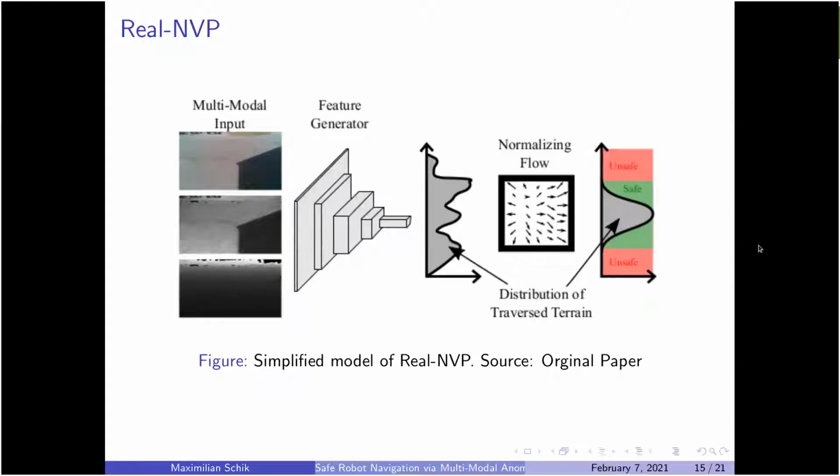And this is a simplified model of a real NVP. We again have our input, and we use the feature encoder to encode it into the latent space. And inside this latent space, we have the normalizing flow, which learns a transformation from this distribution to a known prior.